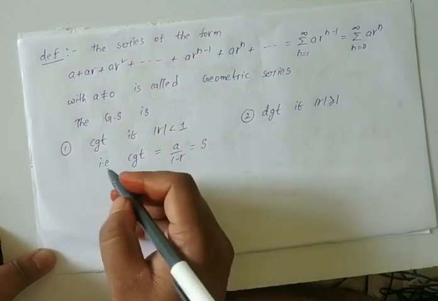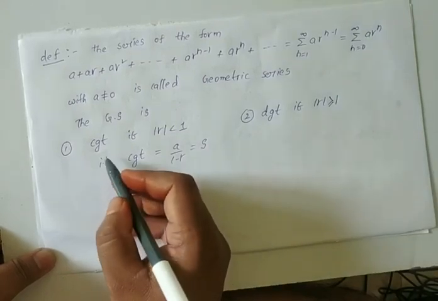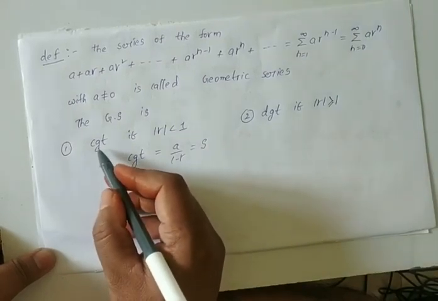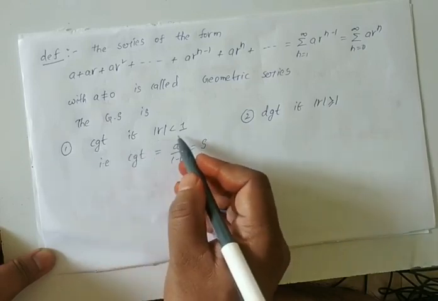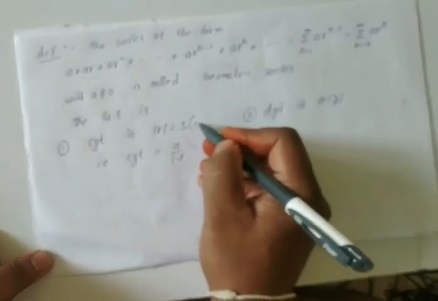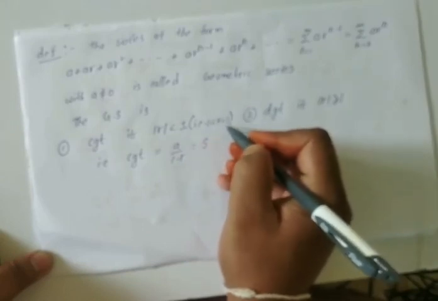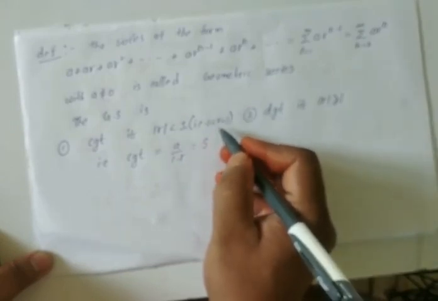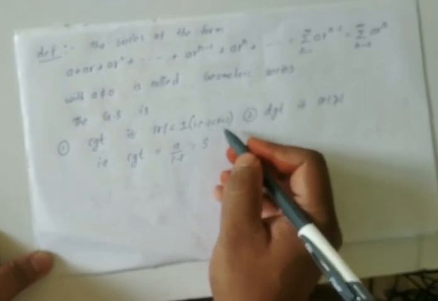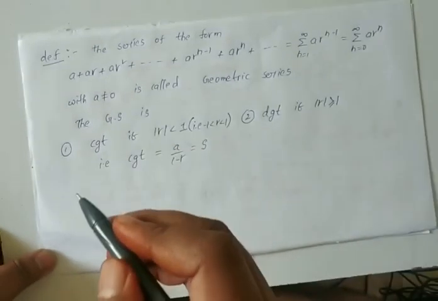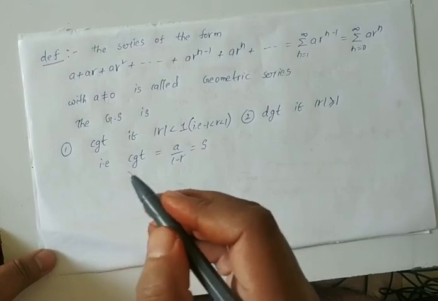So here students, the geometric series is convergent if mod r is less than 1. Mod r less than 1 means minus 1 is less than r, which is less than 1. Remember that point. That means if r lies between minus 1 and 1, then only we will say that the given geometric series is convergent.